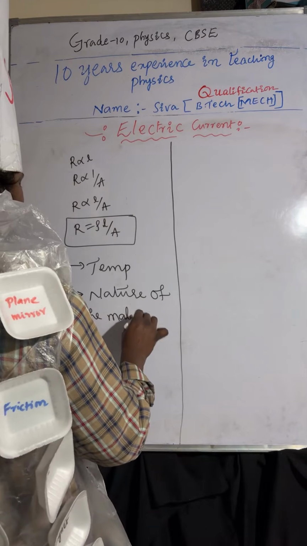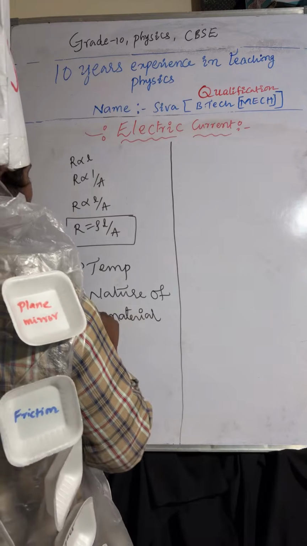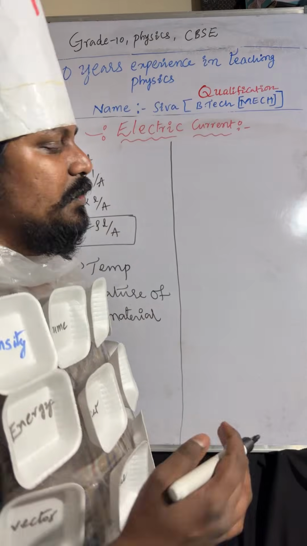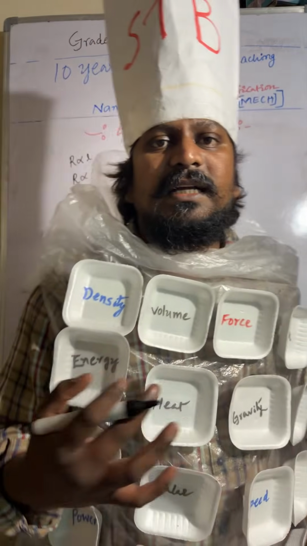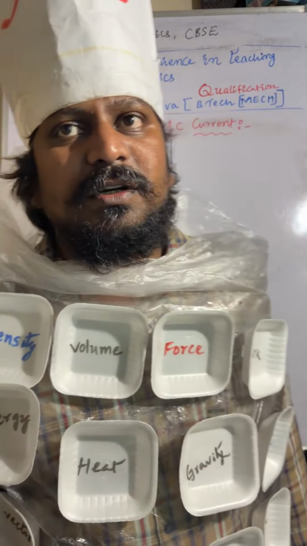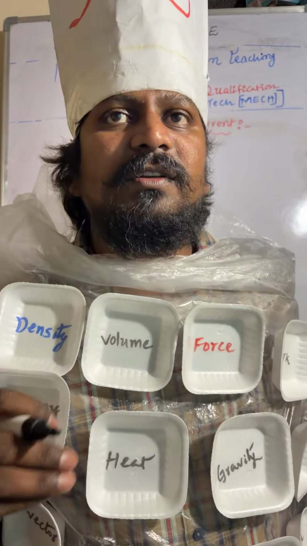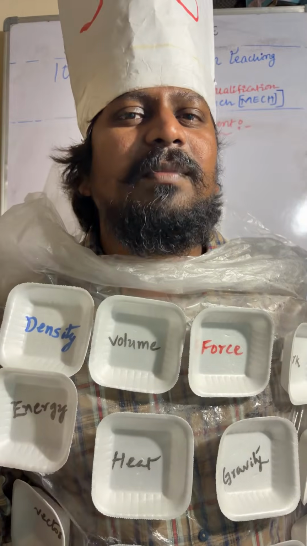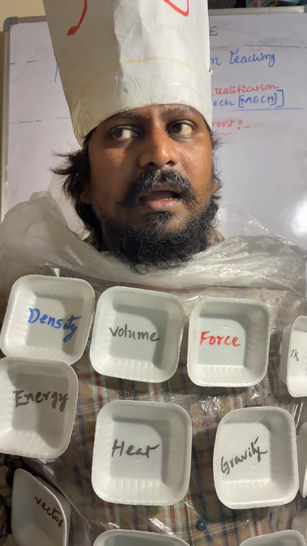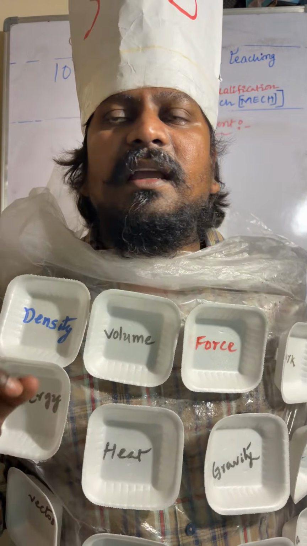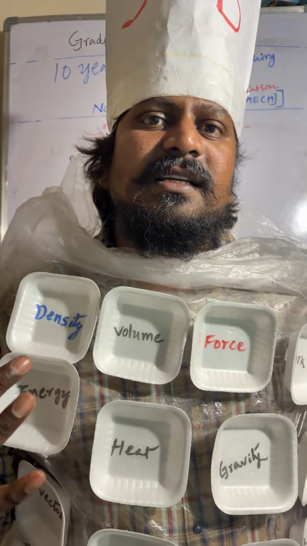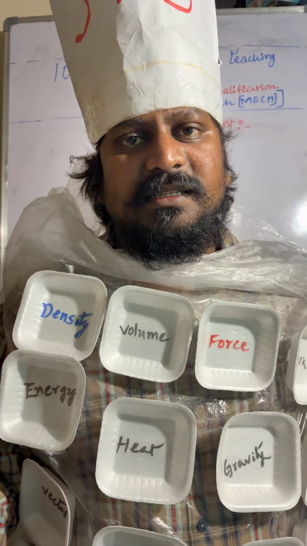Understood or not? Nature of the material. Is it clear? So resistance is directly proportional to length of the conductor. Resistance is inversely proportional to area of the cross section. And here one more thing: resistance is directly proportional to L by A. And one more point, here you have to understand one thing. When temperature increases, resistance also increases.